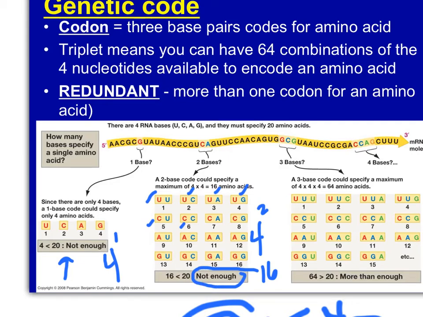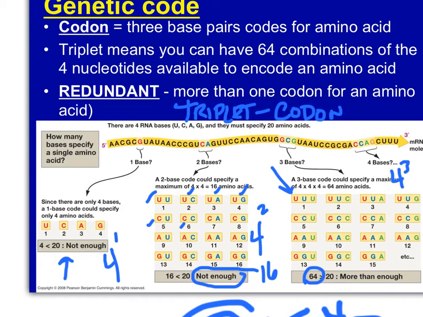And so somebody came up with the idea, let's try 3. If you do the math, it's 4 to the 3rd, so 4 times 4 is 16, times 4 is 64. Well, 64 can definitely cover 20 amino acids, and it turns out that this is exactly what happens. So each triplet is called a codon, as in it's coding for an amino acid. And so we know that the genetic code allows for 64 combinations of 3 nucleotides.